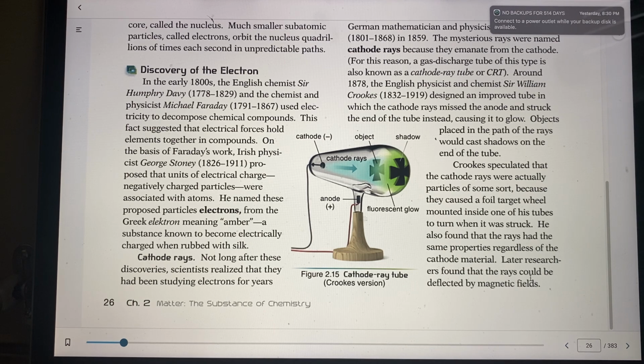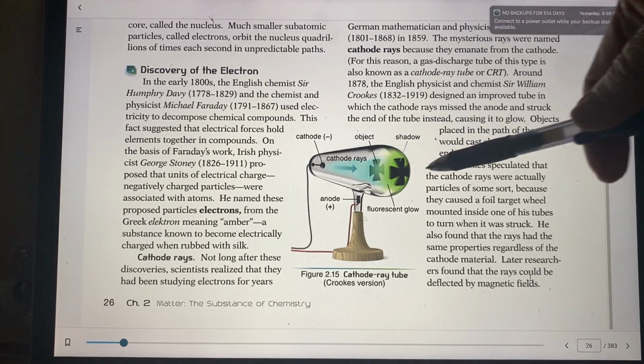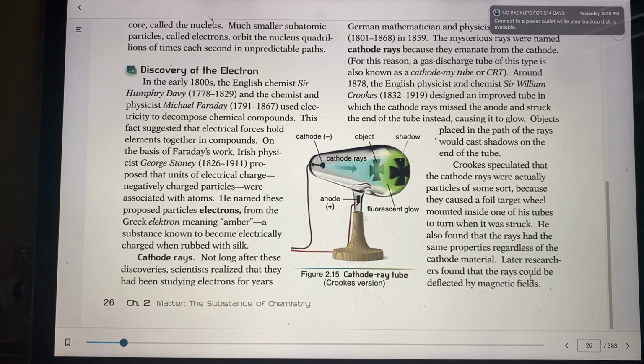It was like invisible rays emanated from the cathode, the negative side, toward the positive side, the anode, and the air began to glow. See this picture of the cathode rays, the air glowing toward these? And they're wondering, what in the world is going on here with these invisible rays?